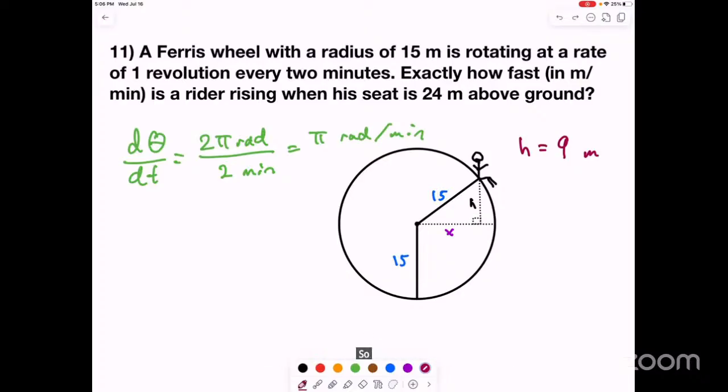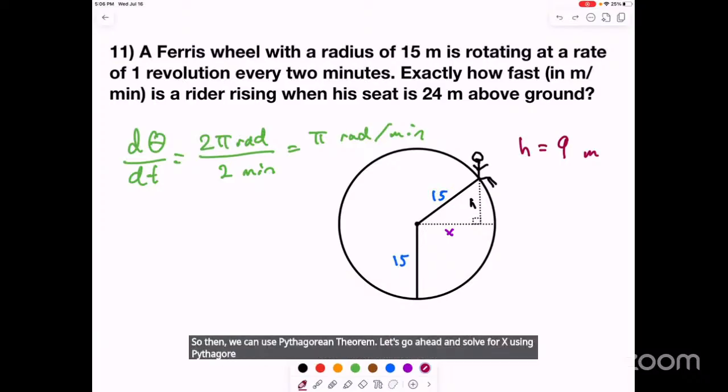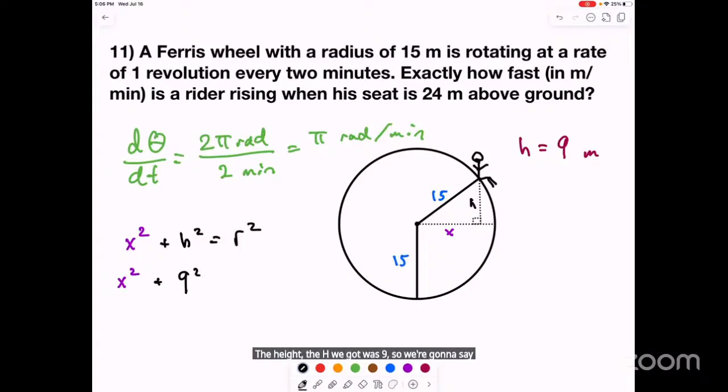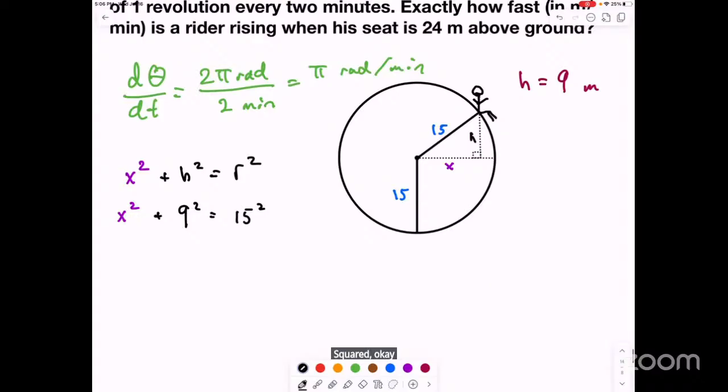So then we can use Pythagorean theorem. Let's go ahead and solve for x using Pythagorean theorem. So we have what, x squared plus h squared equals the radius squared, okay? We're solving for x, so we're just going to bring that down. The height, the h we got was 9, so we're going to say 9 squared. The radius is 15 squared, okay? I think that's 225 minus 81.